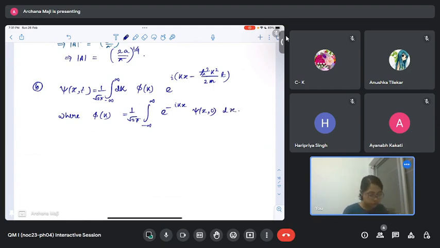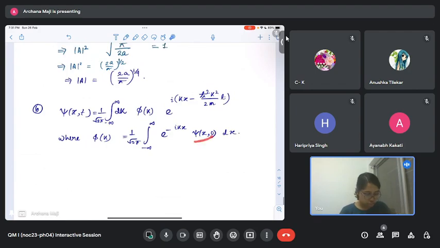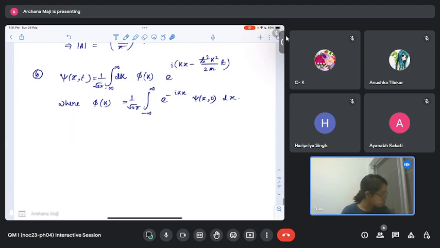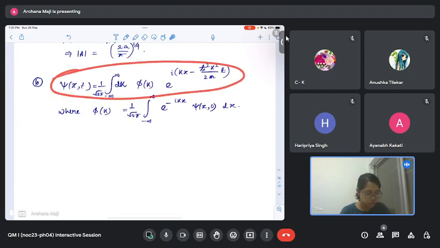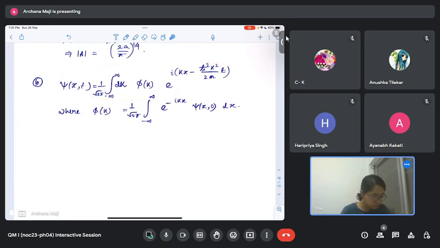Once we have psi(x, 0), which is given to us, using that we can calculate phi(k), and then we can substitute it here to determine psi(x, t). That is all. And for a free particle you need to know the general solution in order to proceed. So let's evaluate phi(k), 1 over square root 2 pi.